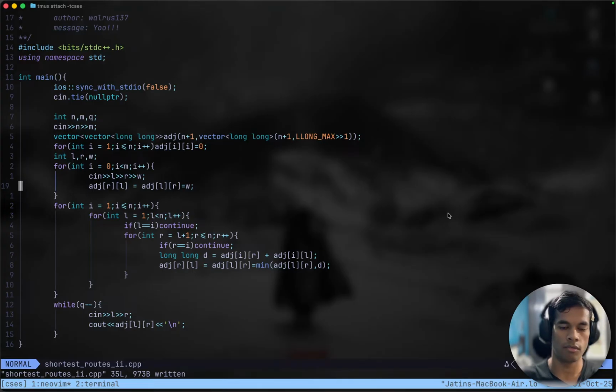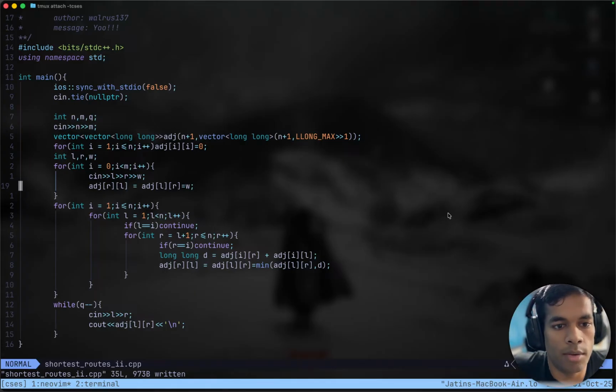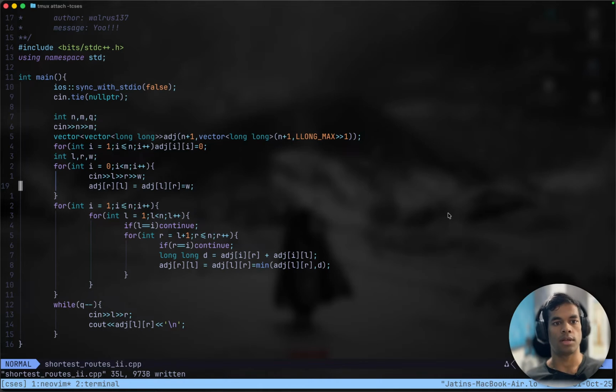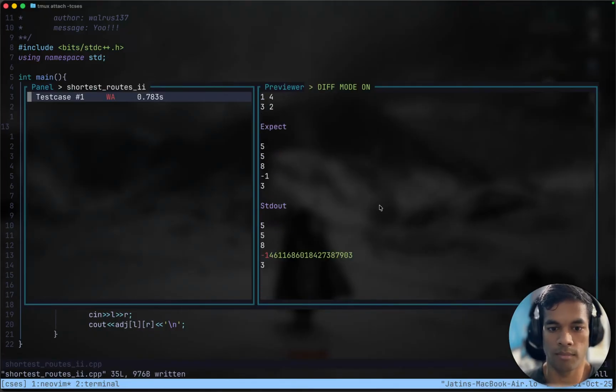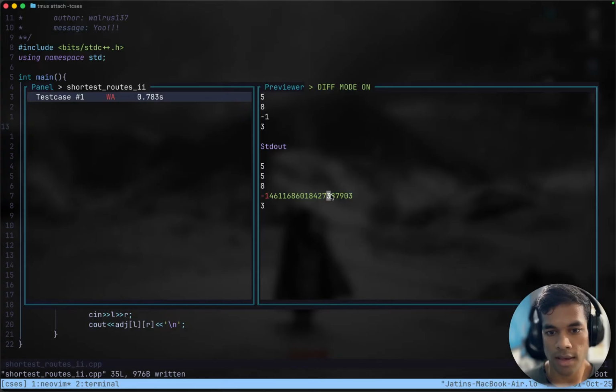What are we indexing that is out of bounds? N plus 1, N plus 1. Yes, true. Okay, the wrong answer is much better than the other thing. Okay, that is very good.